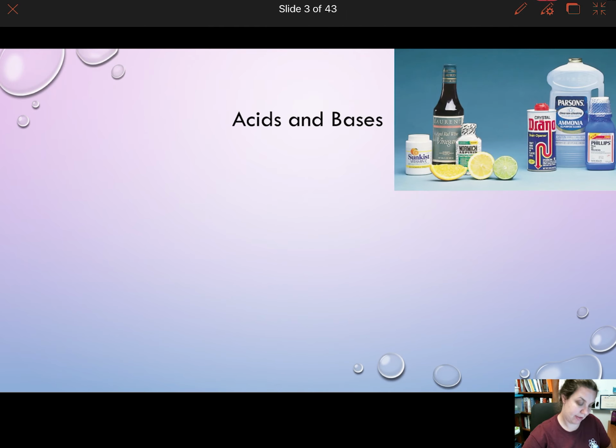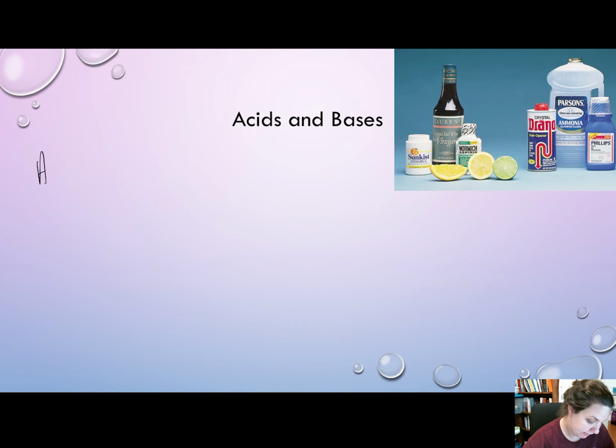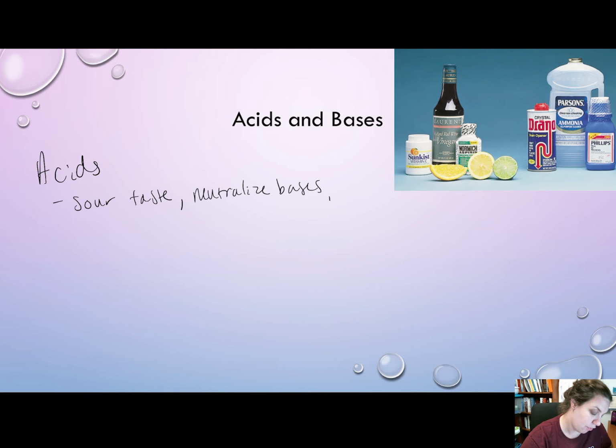So acids themselves, you are probably familiar with some acids, such as citric acid. These are going to be substances that have a sour taste. Some of them you would not want to taste, but they will have a sour taste. They are going to be substances that neutralize bases. And then some other things about them. They are going to dissolve or react with metals.